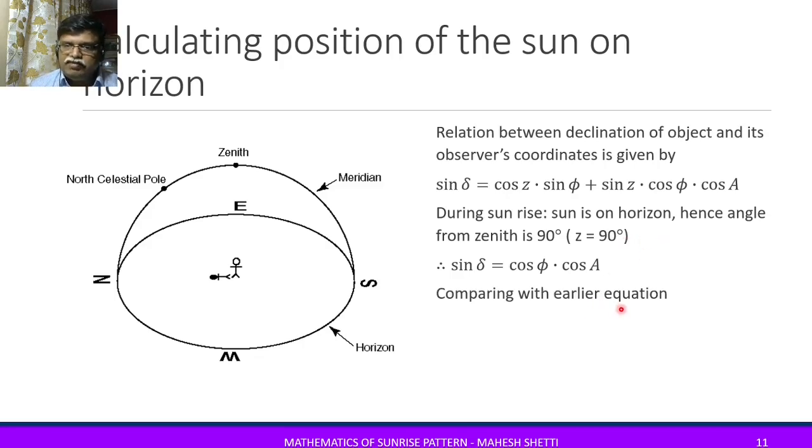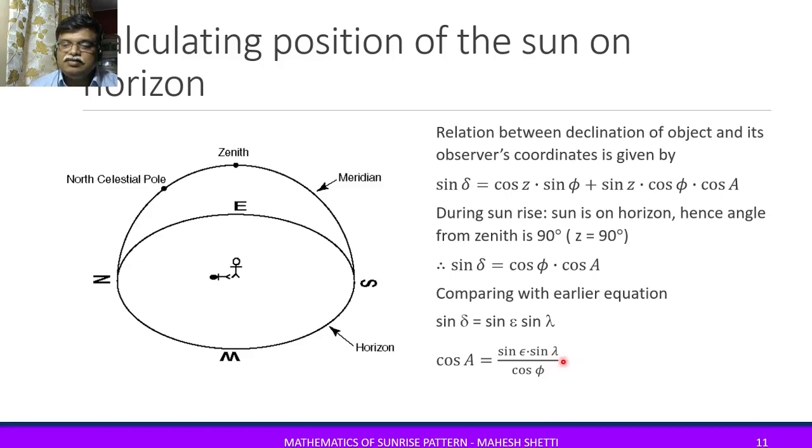Comparing with the earlier equation that we had formed for declination and λ, that equation gave sin δ = sin ε sin λ, where ε is 23.5 degrees and λ is the position of the sun over the year. On the vernal equinox λ is 0, on the autumnal equinox λ is 180 degrees, and so on. Now compare these two, and what do we get? We get cos φ cos A = sin ε sin λ, which gives cos A = sin ε sin λ / cos φ.